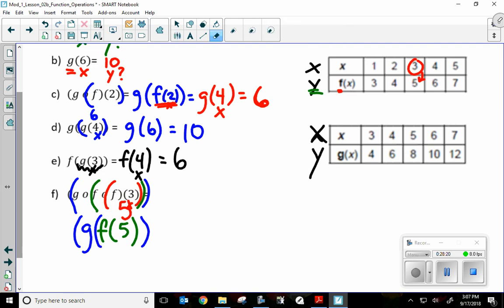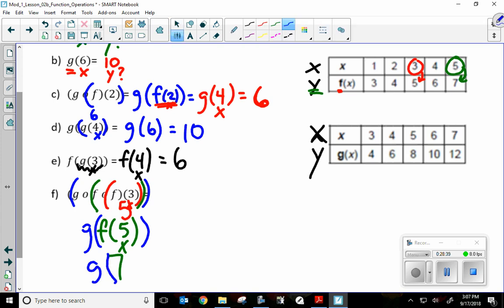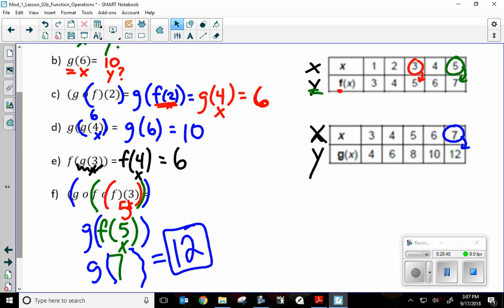So what is my output, or my y value, in my f function when x is 5? You know, x is 5, y is 7. So that's like 7. So now, what's g of 7? Well, when x is 7, my y is 12. What did I tell you? It's easy. I just have to do it a 3rd time instead of 2.